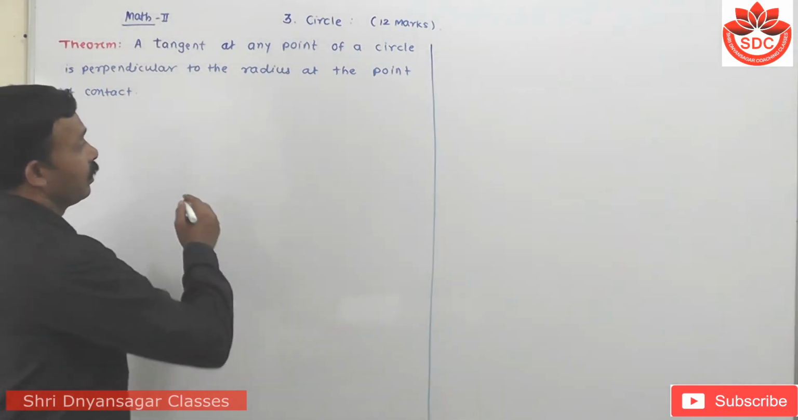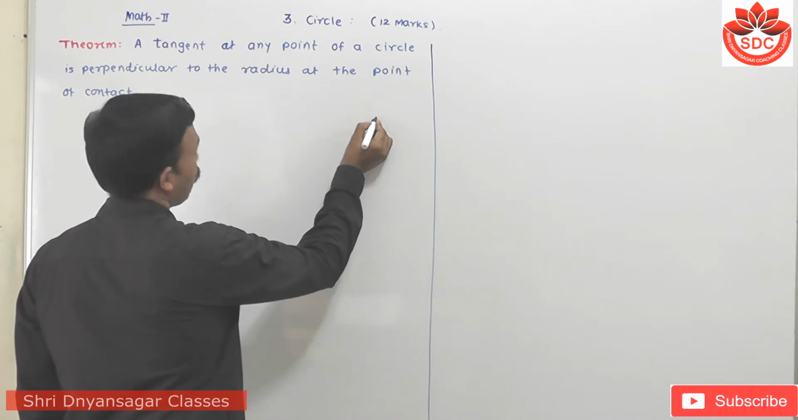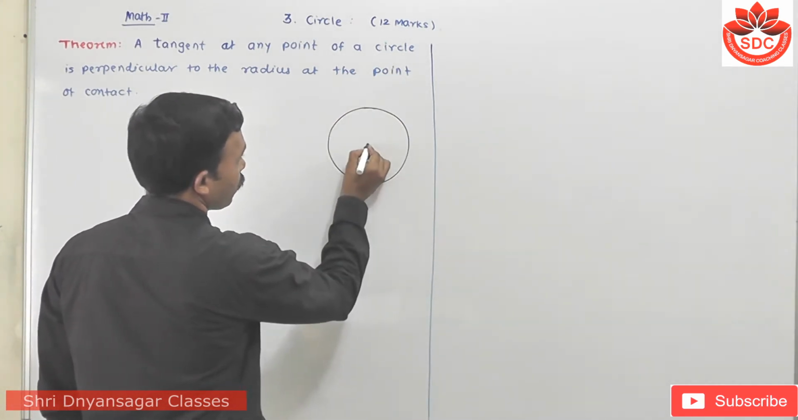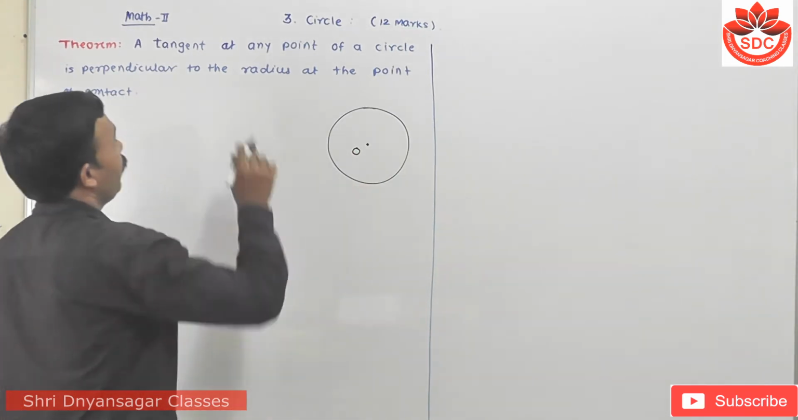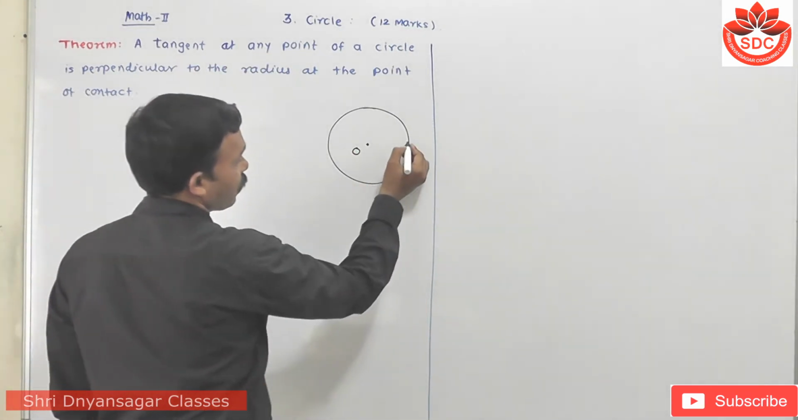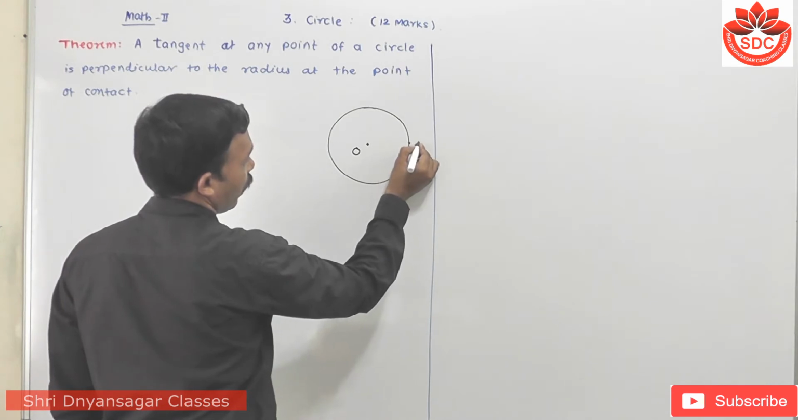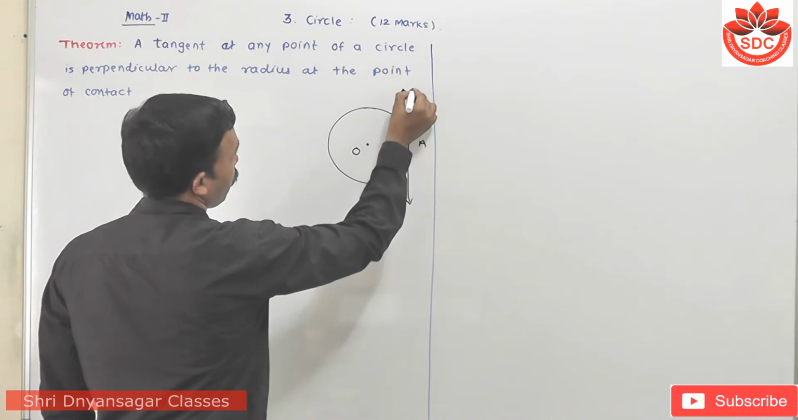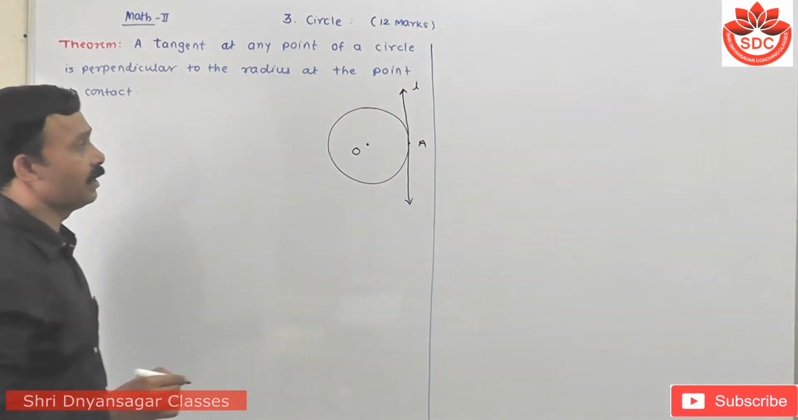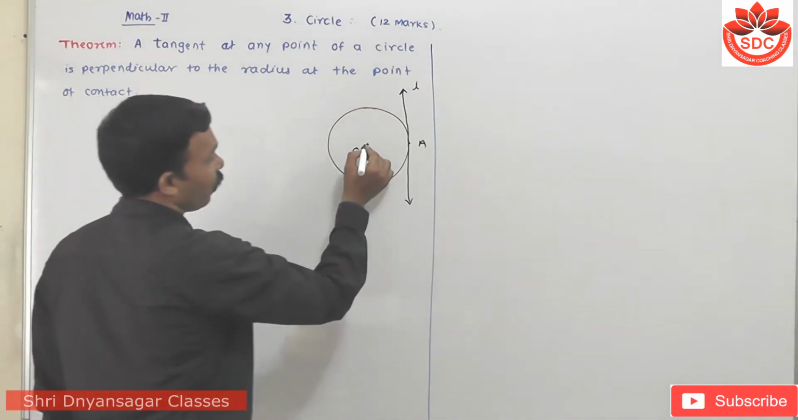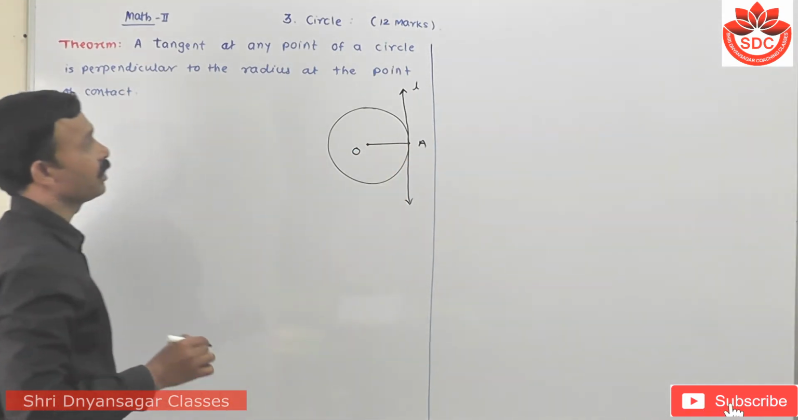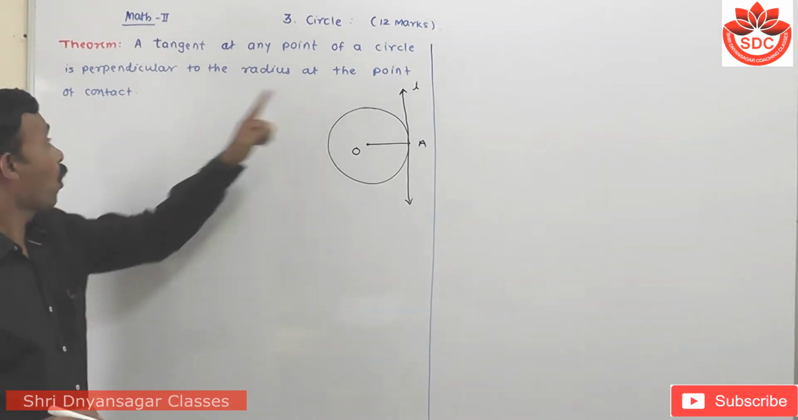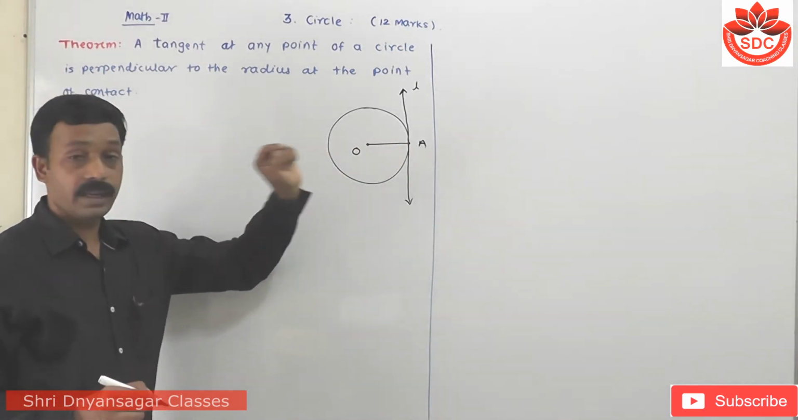Now for this, students, I have to draw the circle and the tangent to the circle at any point. Suppose this is the circle with center O and the tangent at any point. Suppose this is the point A. I have to draw the tangent at point A. Suppose this line L is the tangent at point A and segment OA is the radius of the circle. The tangent is perpendicular to the radius at the point of contact. Here the point of contact is A.